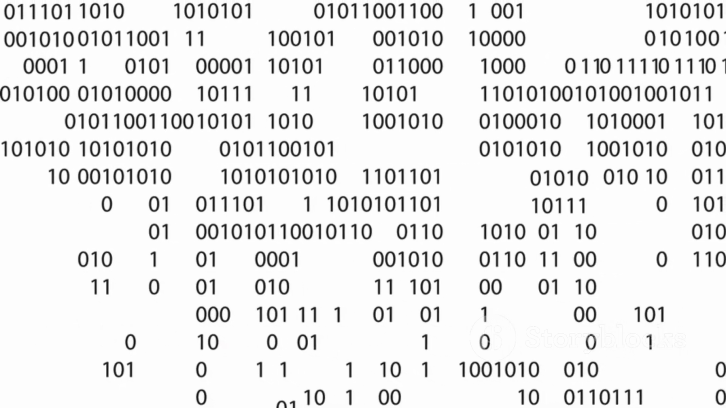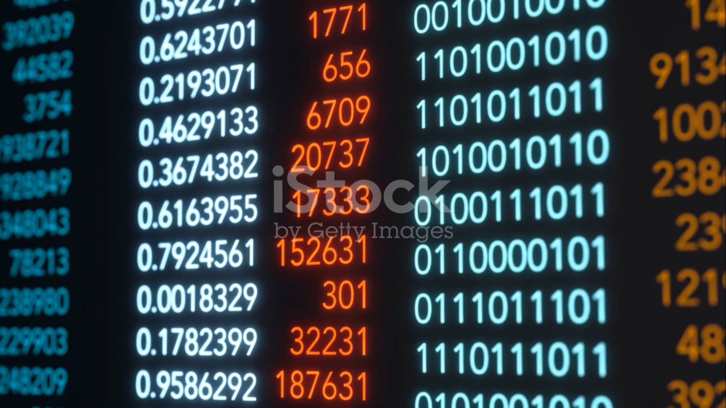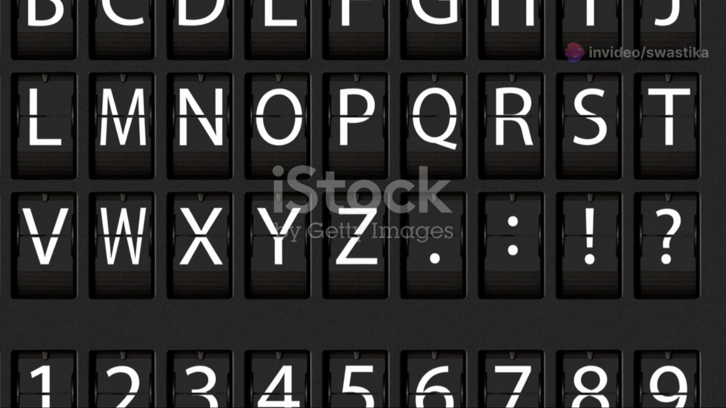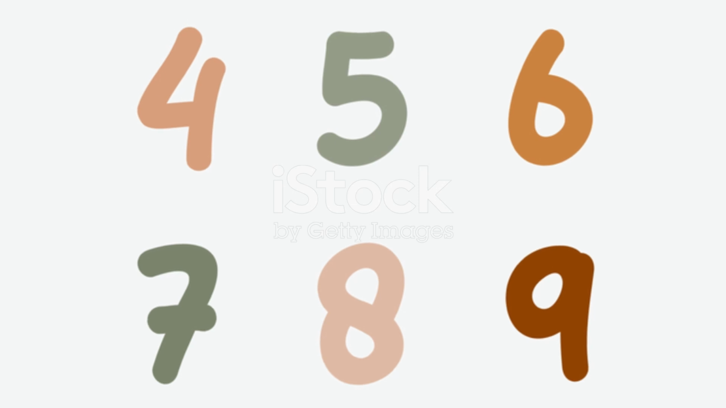Section 5. Octal, a convenient shortcut. Now imagine working with long strings of zeros and ones all day long. It would be enough to make your head spin. That's where the octal system, or base 8, comes in handy. Octal uses 8 digits: 0, 1, 2, 3, 4, 5, 6, and 7.